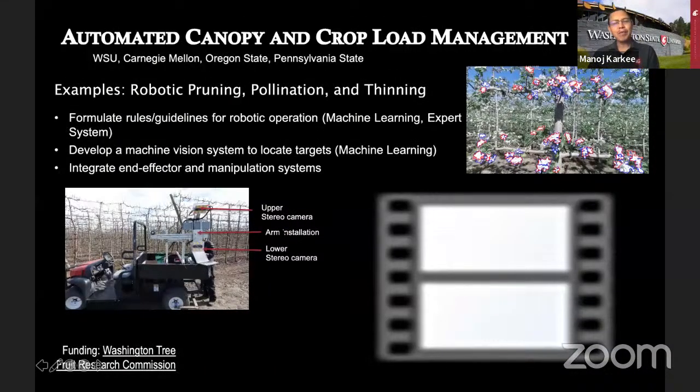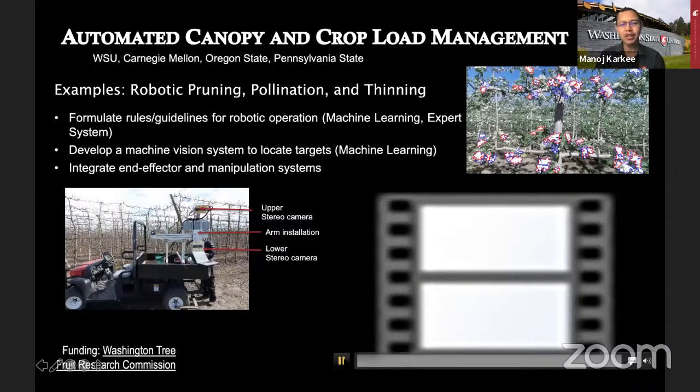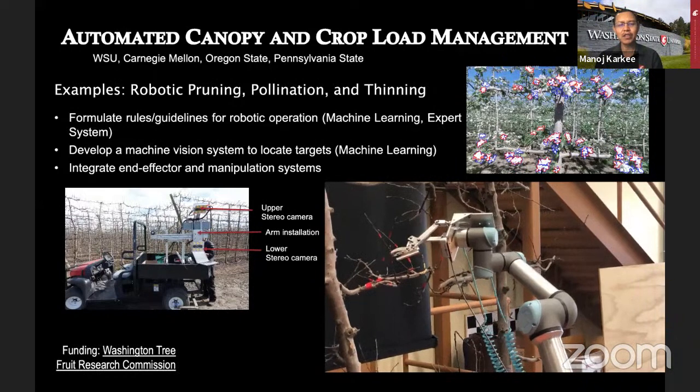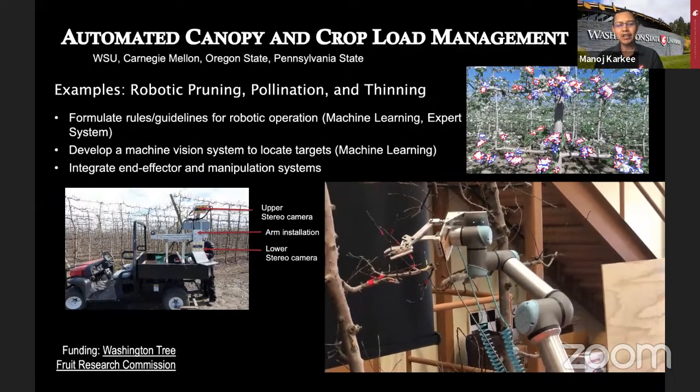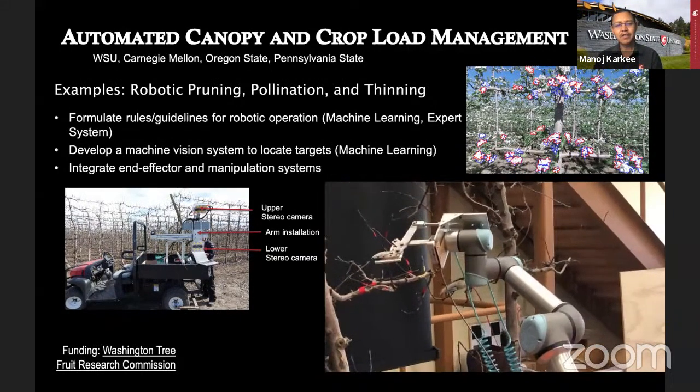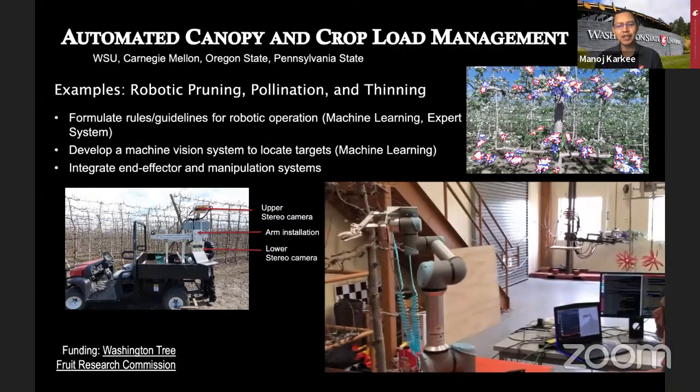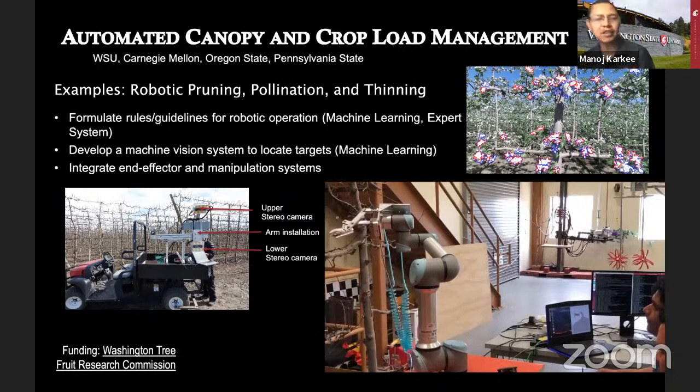So that's about harvesting. I also have been working in developing various kinds of robotic solutions for canopy and crop load management. One example here is for pruning. As you can see, we're testing a robotic system for finding where branches are and cutting desired branches from trees. And this is the pruning process. It's being tested in the lab right now, and we're trying to take it to the field actually this week.